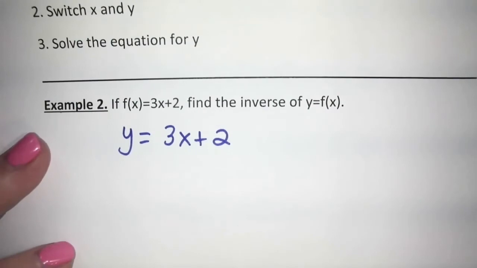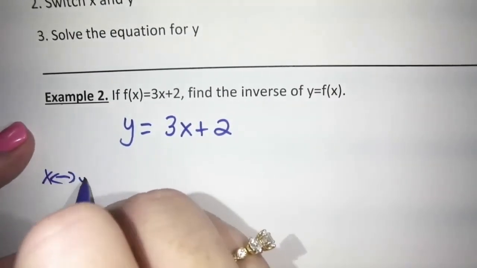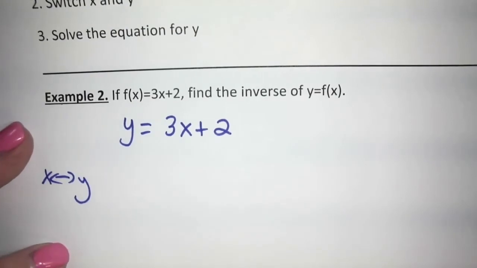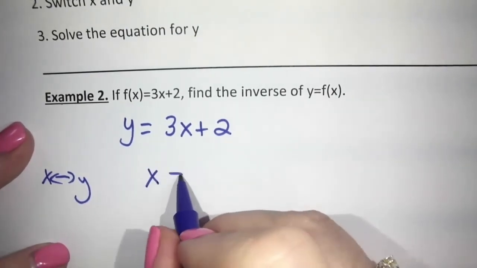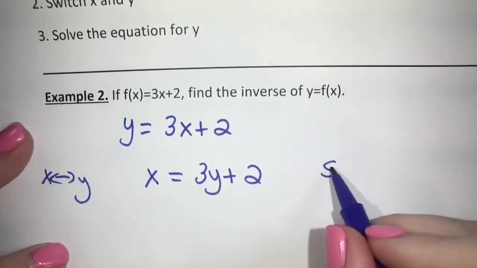So that's what y equals, 3x plus 2. So switch x and y. So I draw x with an arrow to y, so switching them. So x is 3y plus 2. And then I have to solve for y.